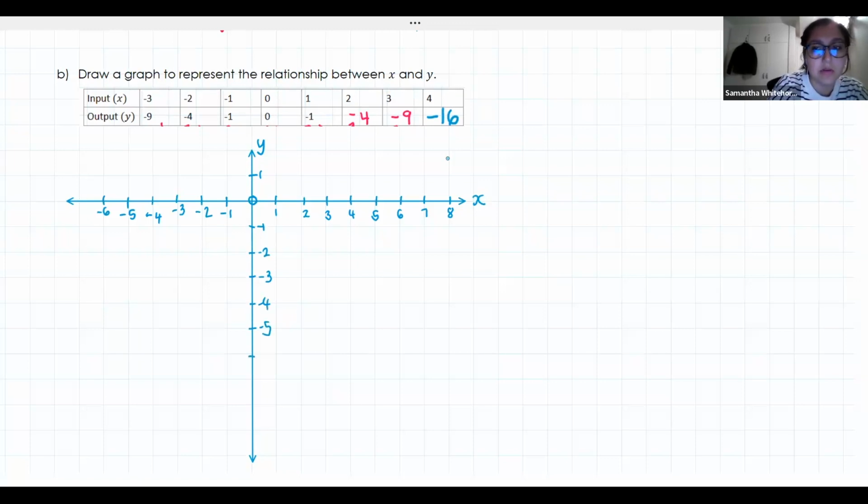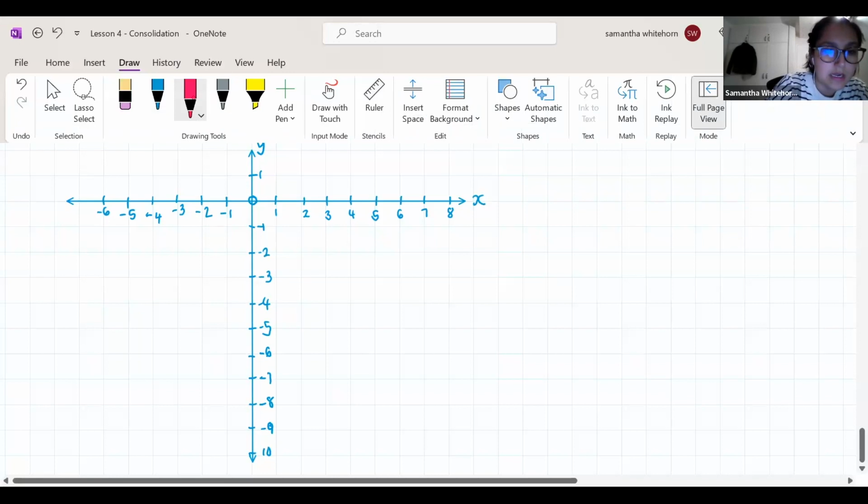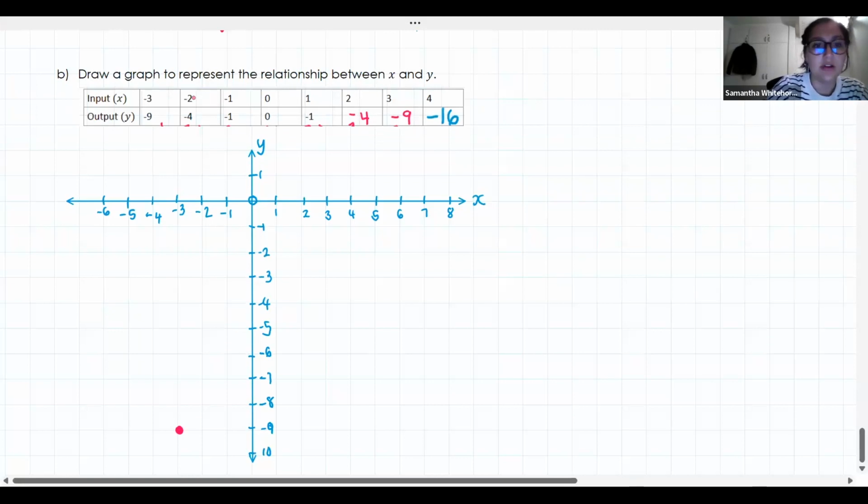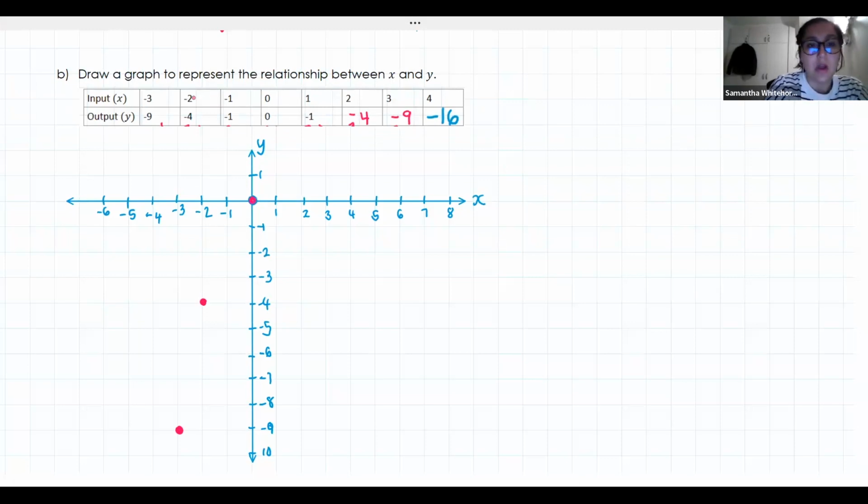So the first coordinate that I'm going to plot, and you can really plot whichever one first, it really does not matter. First one I'm going to plot is -3, -9. Okay, so -3, -9 is down here at the pink dot. I've plotted my first point. Then I've got -2, -4, second pink point, 0, 0. So that's on my origin. I've also missed -1, 1. There we go. Then I've got positive 1, negative 1, positive 2, negative 4, and positive 3, negative 9.